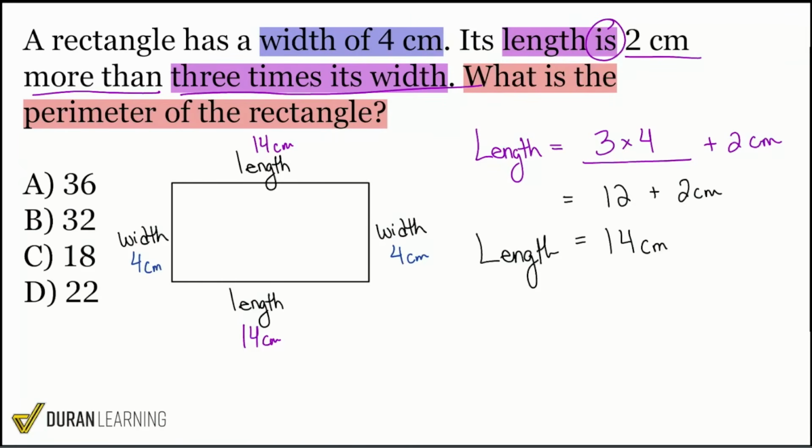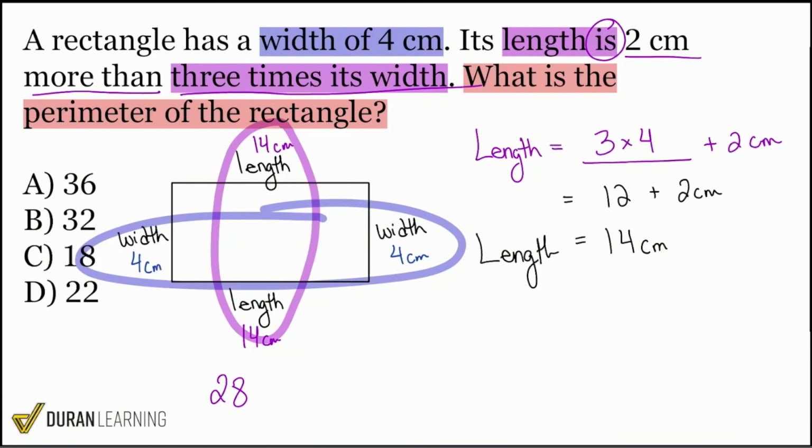We can finally go ahead and add up all of these sides. So one way to do it is you can just go ahead and double this up here, double the 14 to get 28. And then you can double up as well on the 4s, and that'll give you 8 centimeters. So 28 plus 8, my party people, what's that going to be? Booyah, 36 total centimeters.